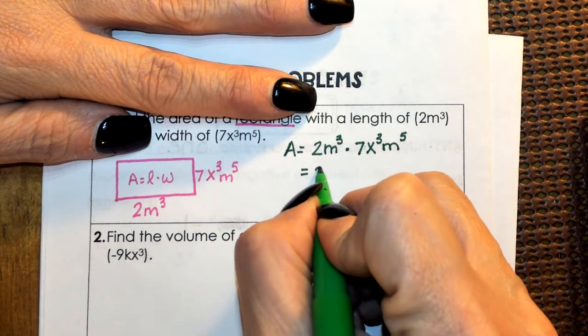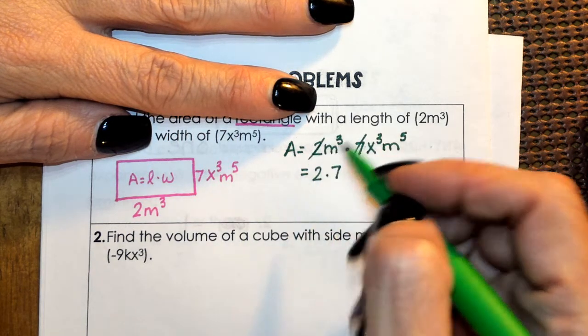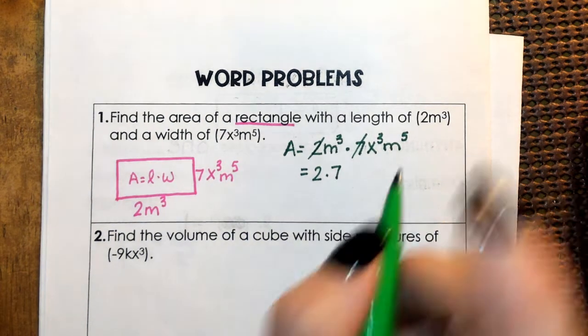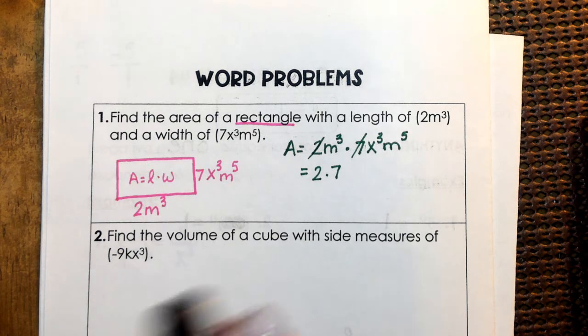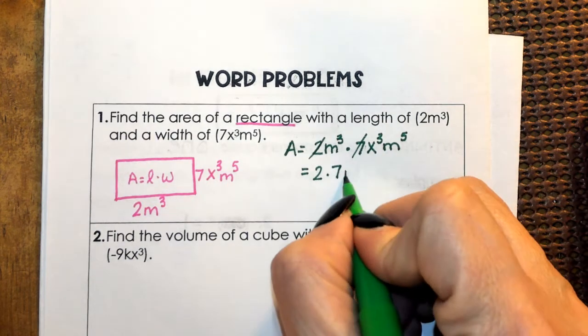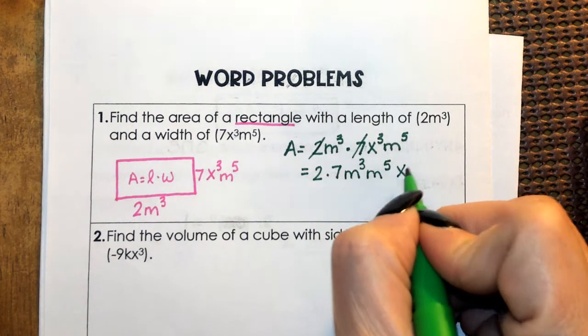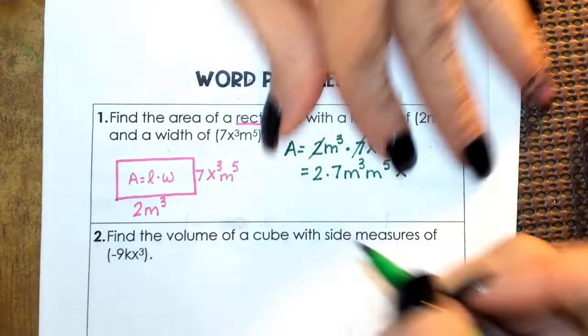All right, so I'm going to put my numbers up at the front, and I might even mark them off as I do it. Now, which one do you put first, the X or the M? In math, we always follow the alphabet, so we want to be alphabetical when we put these. So we're going to put the M to the third, M to the fifth, and then X to the third, because M comes before X in the alphabet.